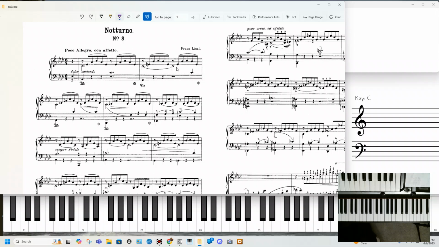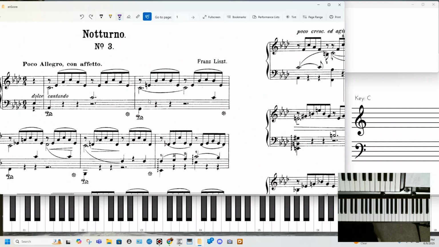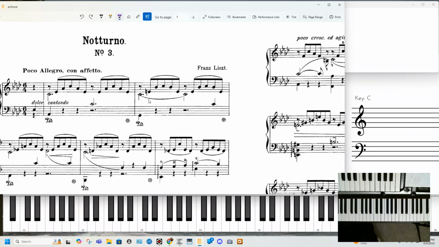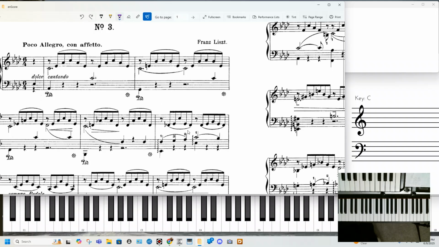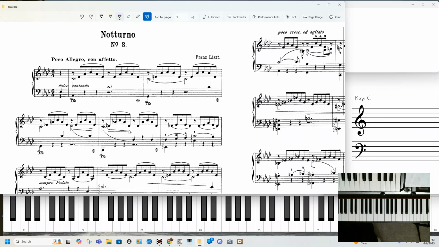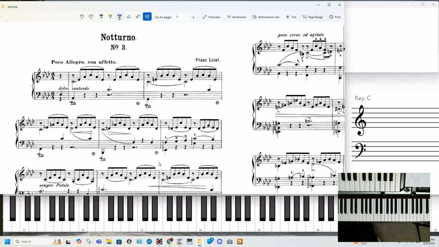Alright, that was a little haphazard introduction to the Nocturne number 3 by Franz Liszt, better known as the Liebestraum. And I just wanted to use that for today's example as a kind of proof as to why harmonic motion of the roots of your chords might matter in the context of a real composition.